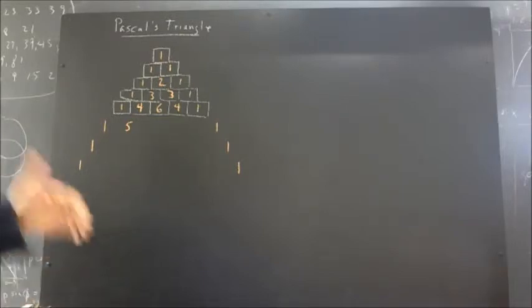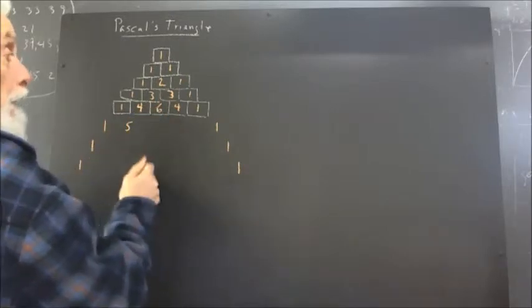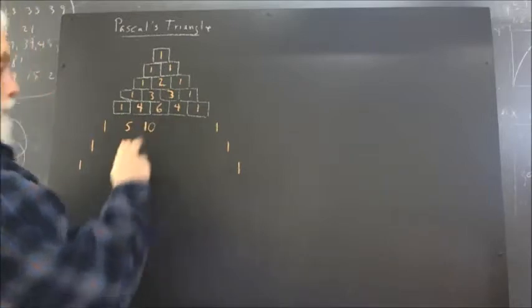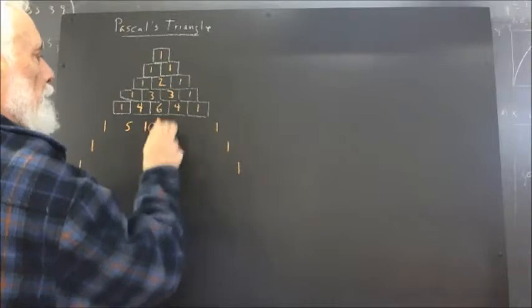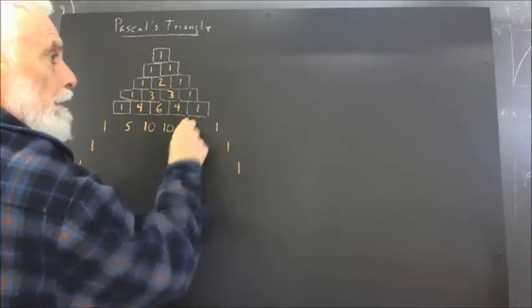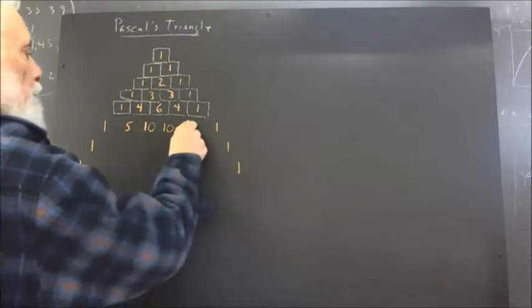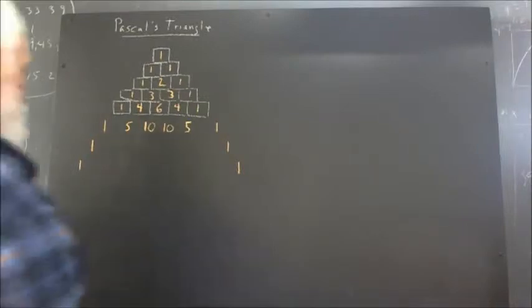You should pause and do that, and you should have already done that. So 4 and 6 is going to give us 10. The 10 is going to go right in the middle between the 4 and the 6, but in the next row. The 6 and the 4 is going to give us 10. The 4 and the 1 is going to give us 5. And then what? Well, see if you can go to the next row and fill it in. Okay, well, hopefully you paused and filled it in.